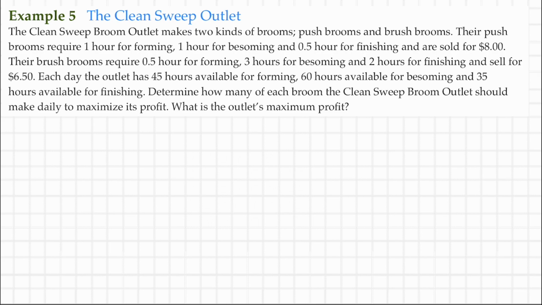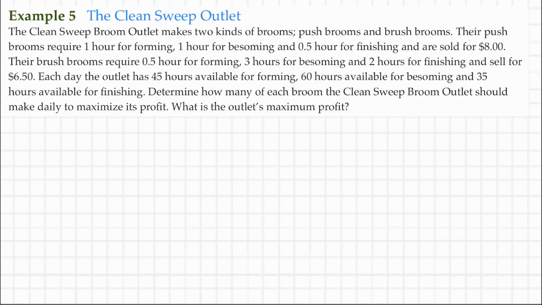Each day, the outlet has 45 hours available for forming, 60 hours available for besoming, and 35 hours available for finishing. Determine how many of each broom the Clean Sweep Broom Outlet should make daily to maximize its profit. What is the outlet's maximum profit?